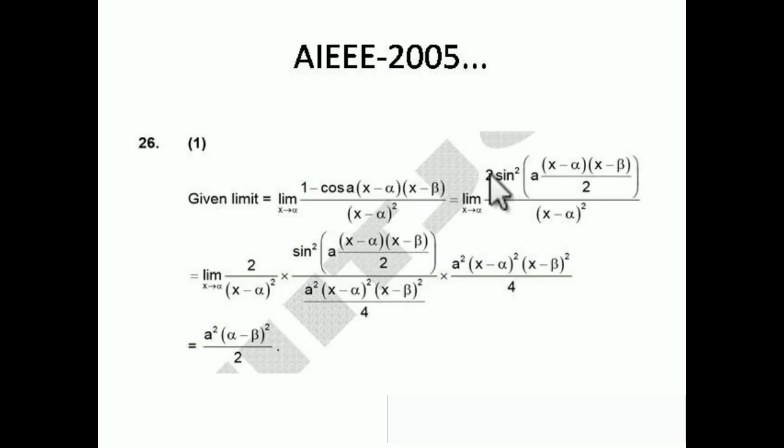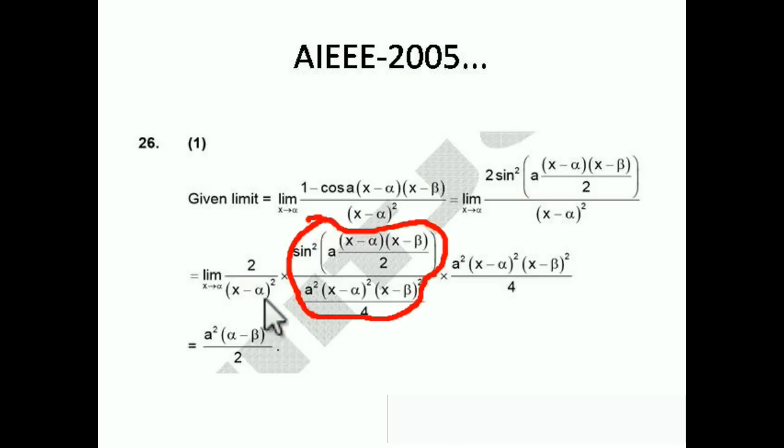So what I do, I take this 2 and x minus alpha whole square common, and I write down this term sine square of a into x minus alpha into x minus beta by 2, whole square. Same thing, that means a square x minus alpha square x minus beta square by 4, because if this theta and this theta are the same, then this whole thing becomes 1, because we all know that the limit as x tends to 0 of sin theta upon theta is equal to 1. But for that, these must be the same. So I just multiply and divide by this angle. Now if you apply the limit here, then this whole thing becomes 1.